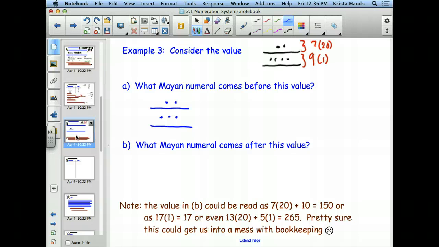Well, I still have 7 20s. Okay. But what happens to that 9 on bottom? Yeah, that 9 turns into a 10, right? And how do I write a 10 in your system? Do 2 lines, 2 bars. And can you see a problem with that? Say again?